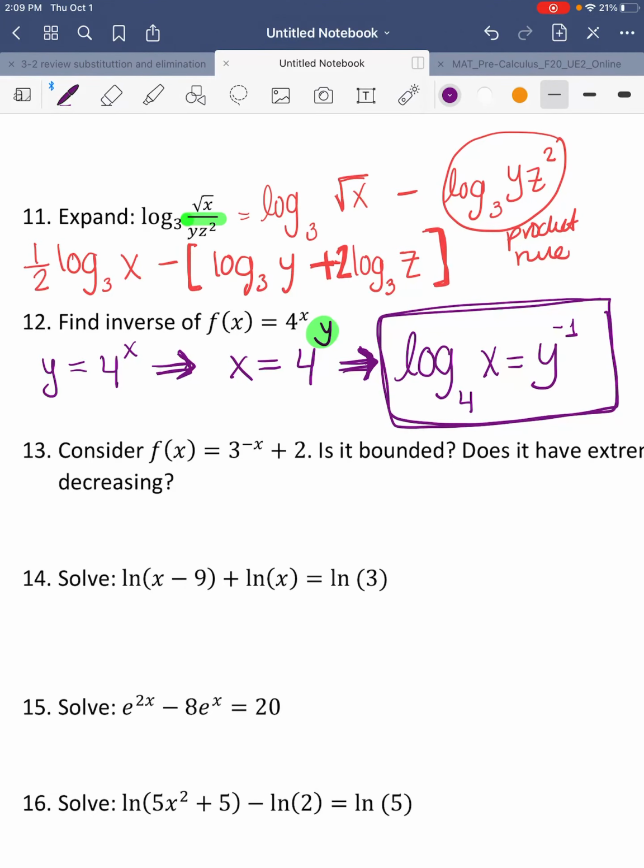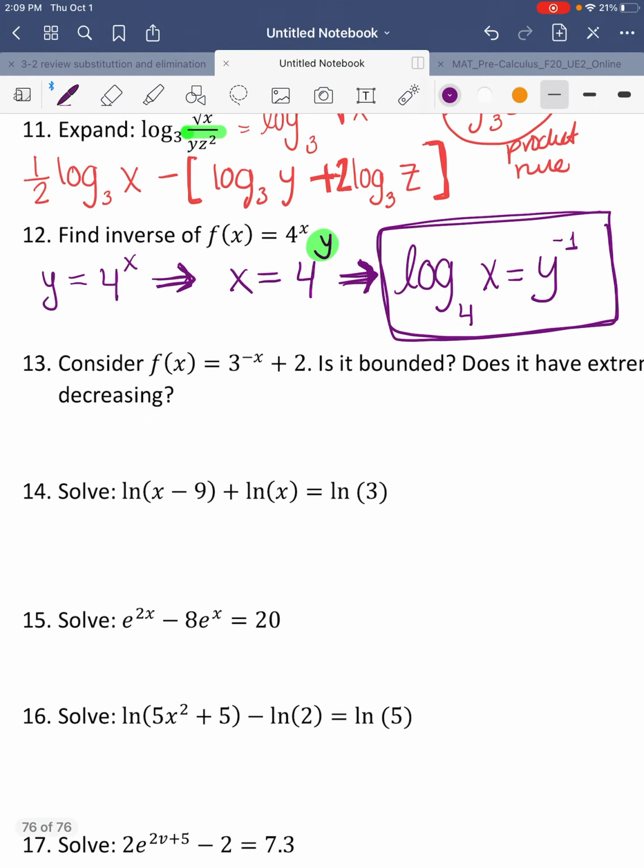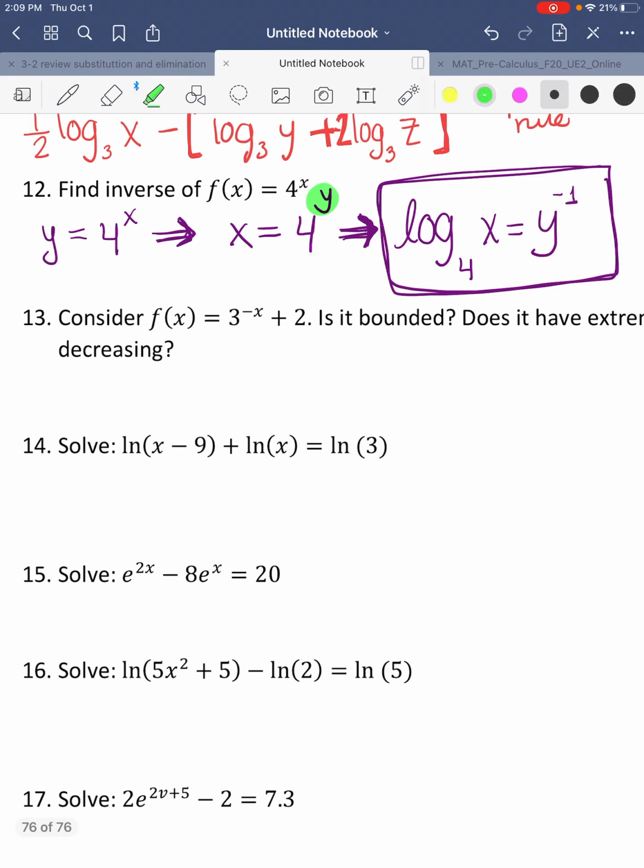Okay guys, let's now continue with question 13. This is an exponential decreasing function because it's a negative on the exponent. So it will be decreasing going up 2 units. I'm just going to do the sketch right here. It's decreasing going up 2 units like that. This is just a sketch.